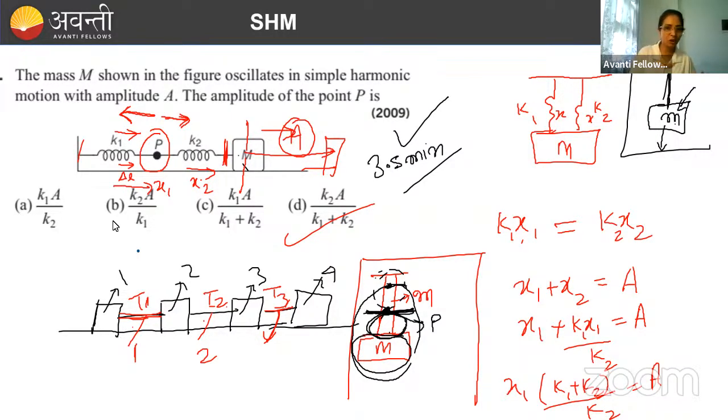But if mass is not there, if it is massless, tension throughout will remain the same, as in a string. Done. So similarly here, the springs are massless, so throughout tension will be the same. Tension in this spring I'm saying is K1x1. In this spring I'm saying is K2x2. So these two must be equal because this whole length is massless. So I equated the tension.